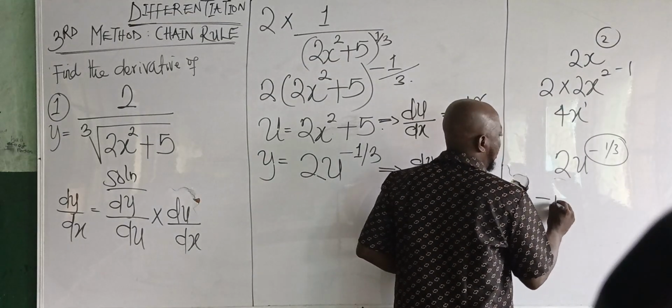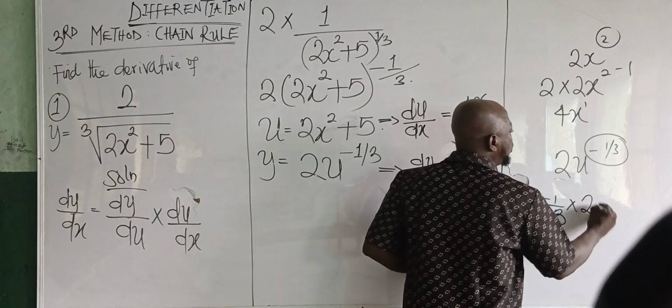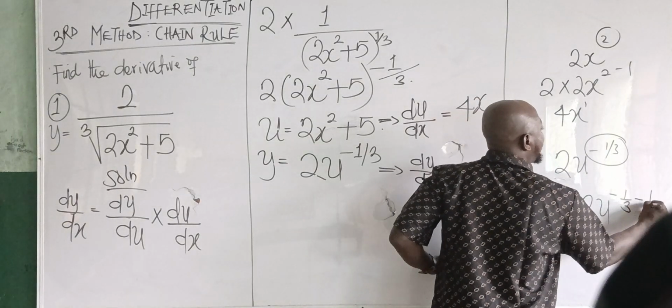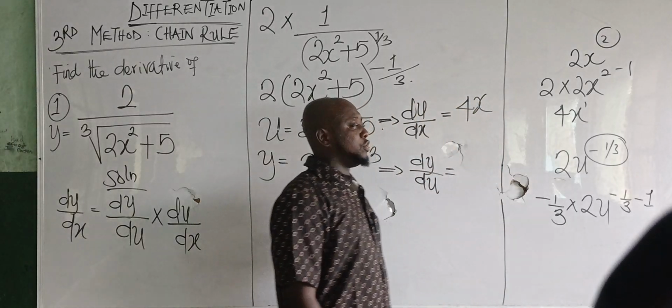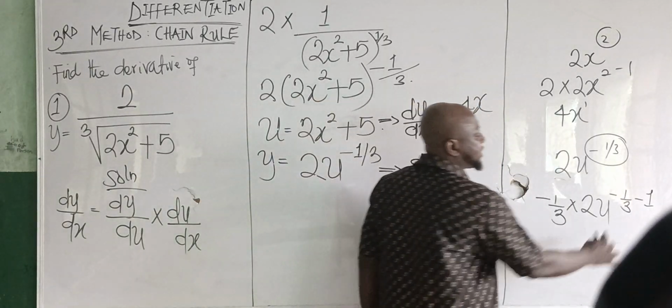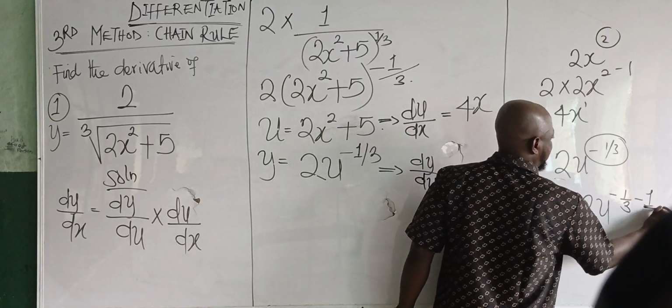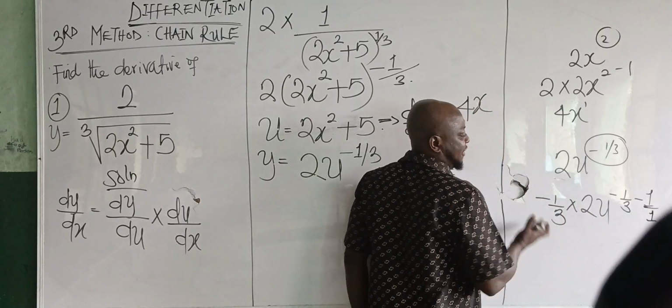So I'm having minus 1 over 3 here times 2u. I will remove 1 from this as well. Minus 1 over 3 minus 1. That's what I'm going to do. Remove 1 from it. Because this one is a fraction, make this a fraction so that it can be easier for us to work with.